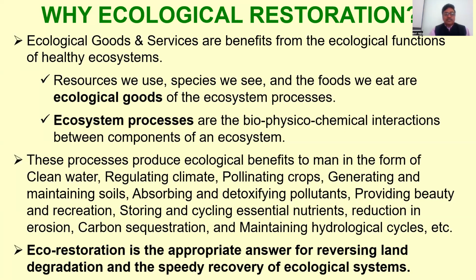Then what are ecosystem processes? Ecosystem processes are the biophysical and chemical interactions, the biological, physical, and chemical interactions between the components of an ecosystem. They continuously interact among themselves. Examples of these processes are clean water, regulating climate, pollination of crops, generating and maintaining soils, absorbing and detoxifying pollutants, providing beauty and recreation, aesthetics, storing and cycling of essential nutrients, reduction in erosion, carbon sequestration.